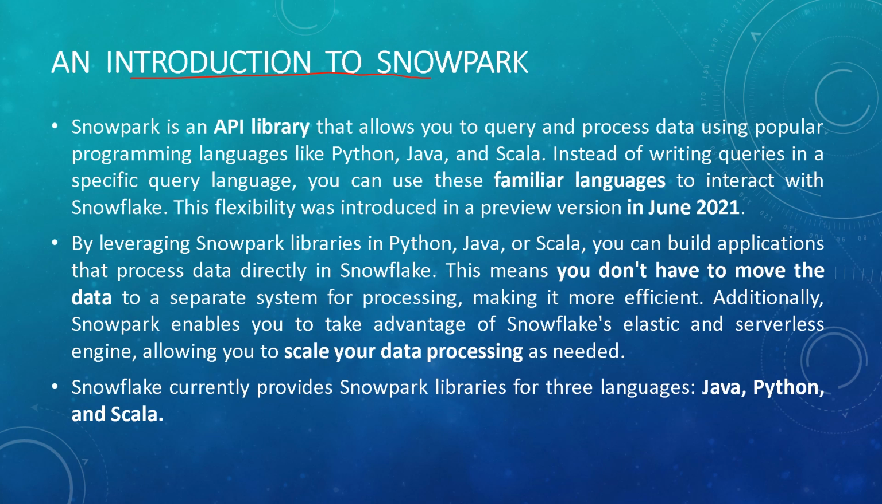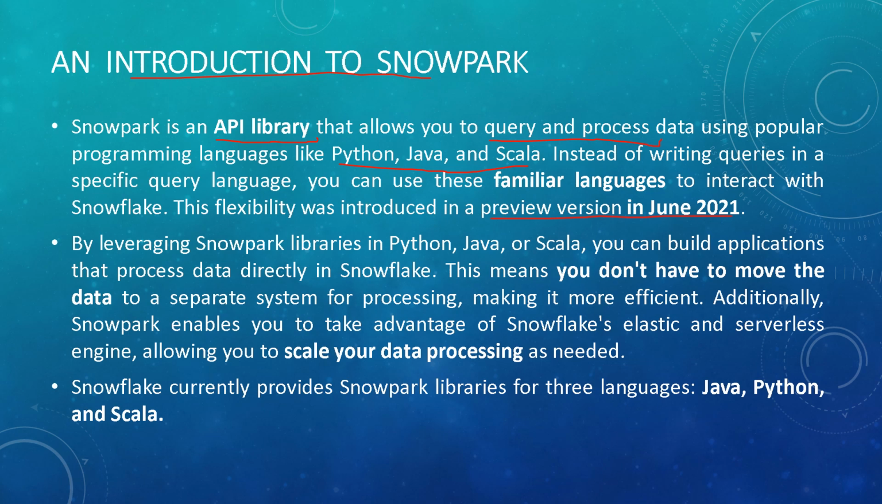So Snowpark is just an API library, which allows us to query and process data using popular languages, and these languages can be Python, Java, and Scala. So instead of writing queries in specific query languages such as SQL, you can use these familiar languages to interact with Snowflake. And this feature in Snowflake came in preview version in June 2021.